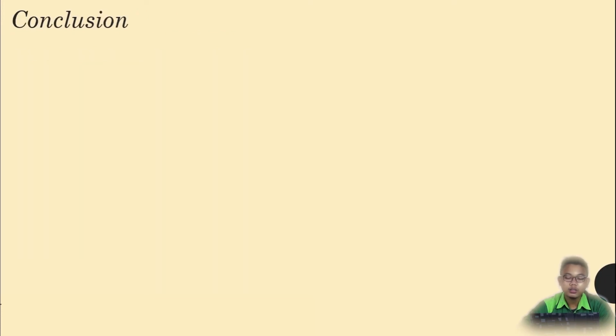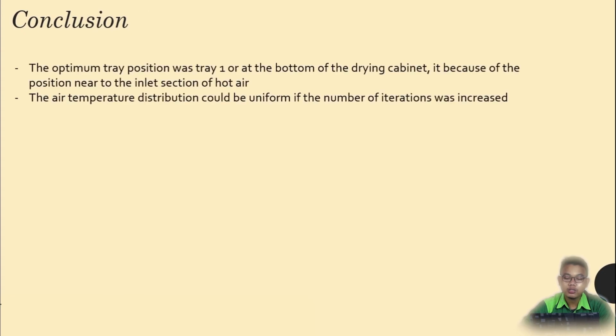For our conclusion, the optimum tray position was tray 1. It was at the bottom of the drying cabinet. It is because of the position near to the inlet section of hot air. The air temperature distribution could be uniform if the number of iterations was increased. That's all. Thank you.